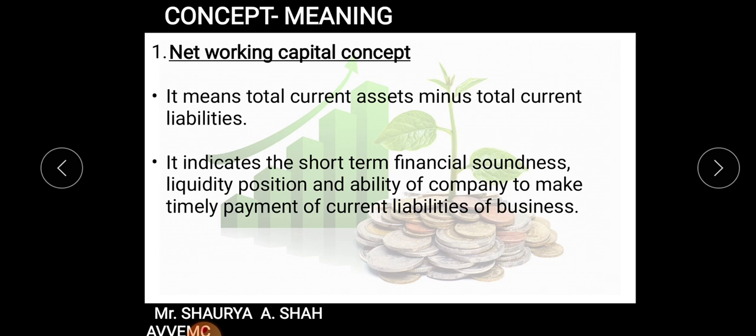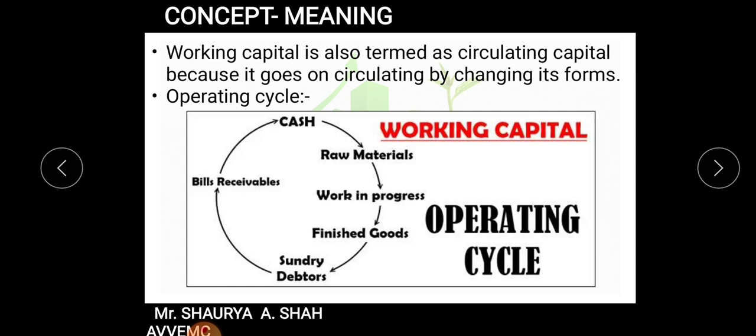I hope it is clear to each and everyone, right? Now you all must be clear with the concept of working capital. There are two types of working capital: total gross, that is equal to current assets, and the second is net working capital, that is equal to current assets minus current liabilities. Fine. Now moving on to the next part.